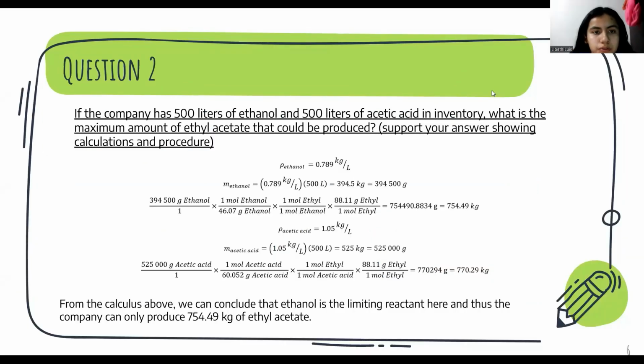Okay, so here in question number 2, we have that the company has a certain amount of ethanol and acetic acid in inventory, and it's asking us to calculate the amount of ethyl acetate that can be produced. First of all, in both cases, we have to convert from liters to mass. That's why we multiply 500 by the densities of each compound. Then we proceed to make the stoichiometric calculations that we learned during this course, and we can conclude that ethanol is the limiting reactant here, and thus the company can only produce 754.49 kilograms of ethyl acetate.